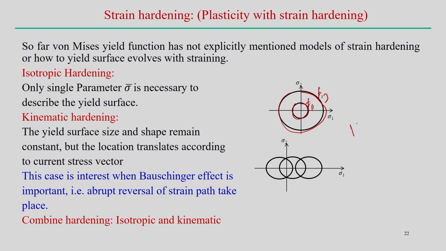It means that we represent k as a function of sigma 1, sigma 2 squared, and so on. So now this k is equivalent to sigma bar squared, equal to half of sigma 1 minus sigma 2 squared, plus the other terms. Now this sigma bar can change due to the effect of strain hardening.